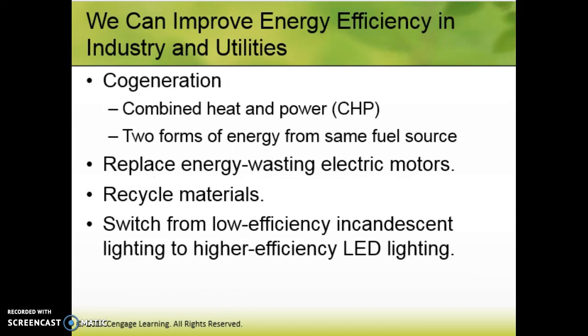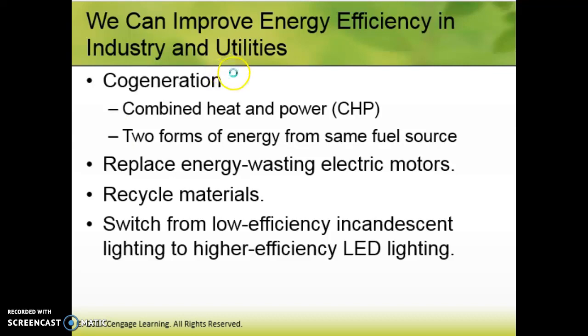So how can we improve energy efficiency? Cogeneration is something that I think we briefly talked about, and that's the idea that we're going to combine heat and power. So I'm in the process of buying and installing a wood stove in my home. So I'm going to be using biomass to heat my home. While I'm creating heat, I could also turn a turbine that could generate electricity to power the lights and everything else in my home. That's the idea behind cogeneration.